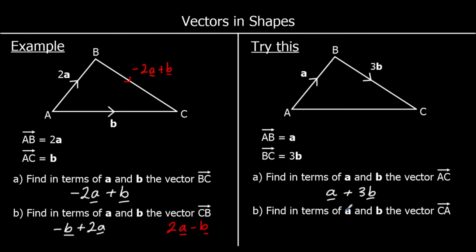Part b says find in terms of a and b the vector C to A. So we can either go backwards along 3b and then backwards along an a, or we could multiply our first answer by negative 1. So it's negative a minus 3b. So minus 3b minus a, or minus a minus 3b. They're the same, just written the other way around.